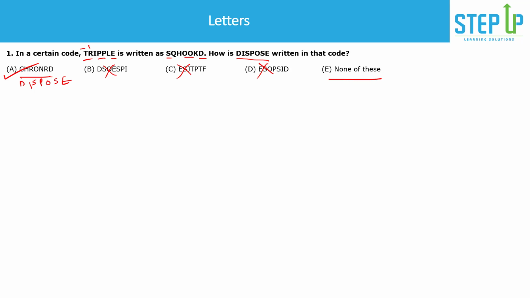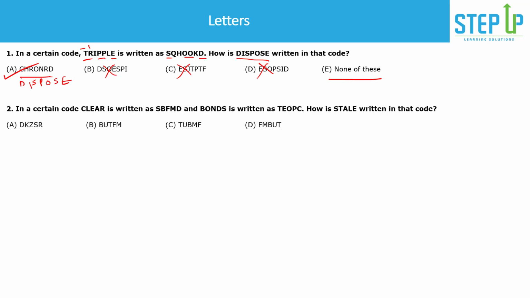Okay, let's look at the second question. The second question says, in a certain code, CLEAR is written as this. From C, it cannot move, right? It's going ahead, but here it's going minus. That means some other trend is there. So this E is becoming F, so this is +1, but here it's going first plus and then minus.